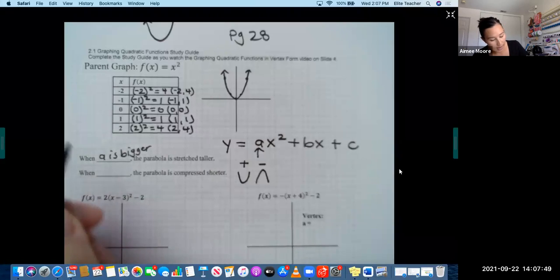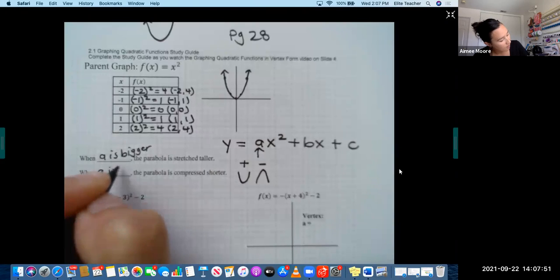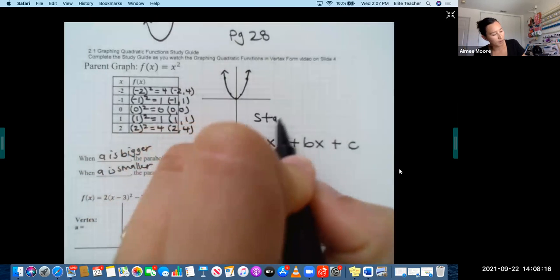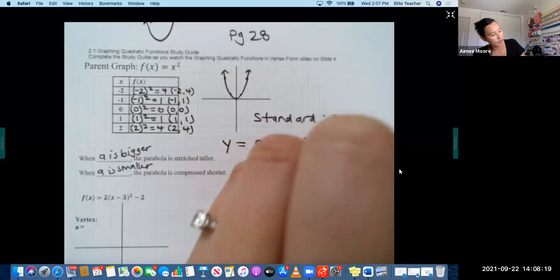And then when A is smaller, the parabola gets wider. It takes longer for it to go up because you're multiplying by a smaller number, by a fraction. And so it's wider, doesn't go up as fast. And so this is the standard form of a quadratic function.